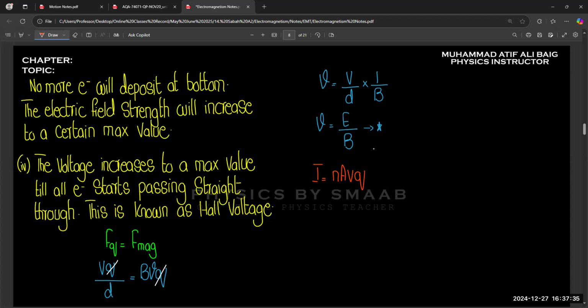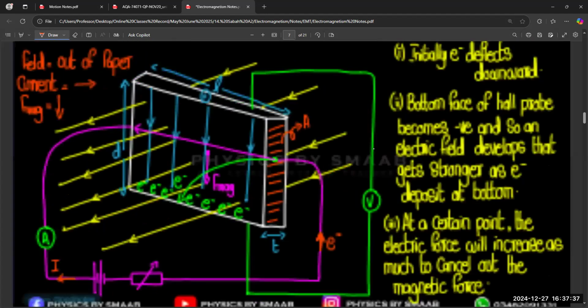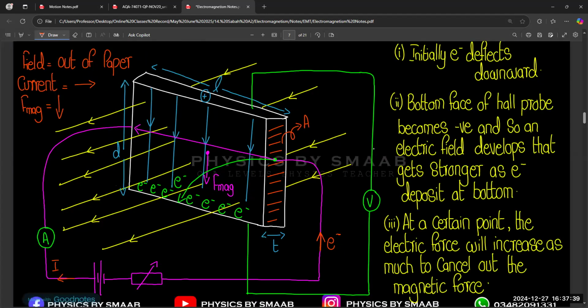So area can be written as D into T. According to our diagram, this D and T make up the area. Basically, it depends upon your diagram. If someone makes the diagram in some other dimension, the lengths will definitely be different. But right now in our diagram, D and T make up the area through which the magnetic field is passing.